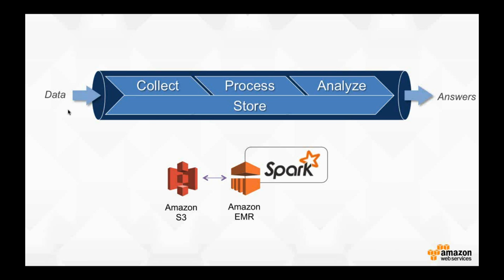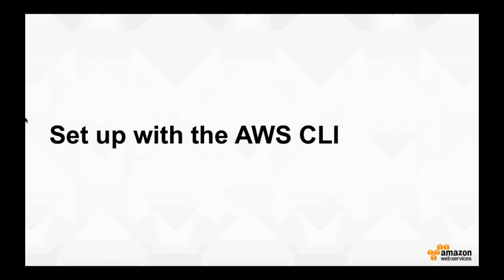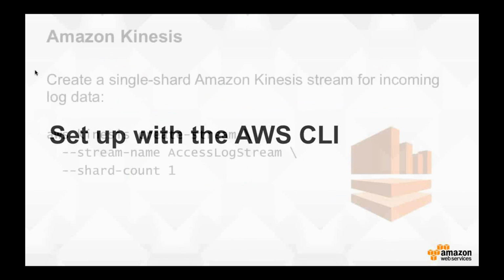So Spark is one of the newer frameworks that have come along with Hadoop, and so we'll be using Spark for this. From there, we'll be loading data from S3 into Amazon Redshift, and we'll be visualizing the data in the last stage. Okay, so there are three distinct stages. So let's get started with setting up all the pieces of infrastructure that we need to start this processing.